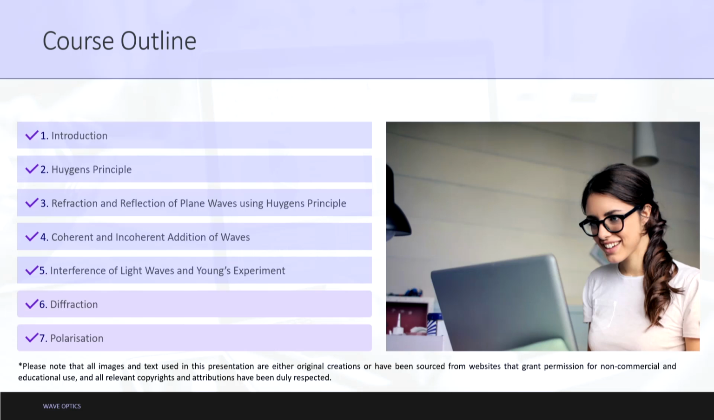Let's begin our discussion. So a little bit of course outline for you. Right now we are in the polarization concept, that is the last lecture of this. Before this we started with the diffraction concept. Before that we were in the Young's experiment in which we understood the interference fringes concept.